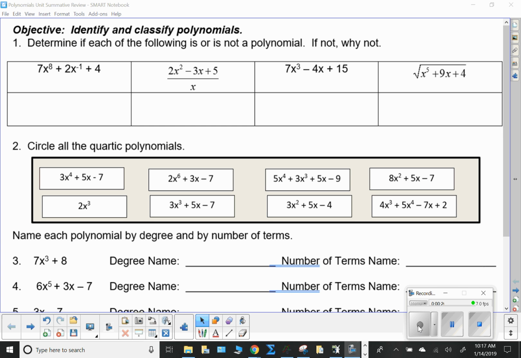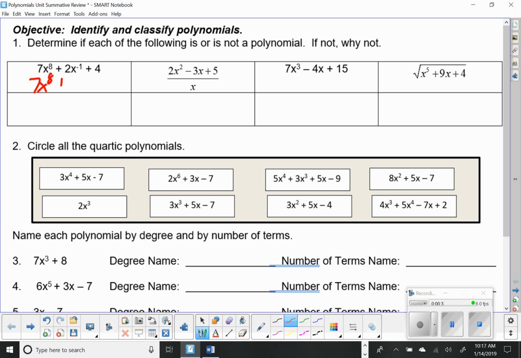Realize that this is the same thing as 7x to the 8th plus 2 over x plus 4. This is a problem. There can't be any of those pesky negative exponents. So the answer here is no. And if you have a pen or pencil that can write better, can't have negative exponents.